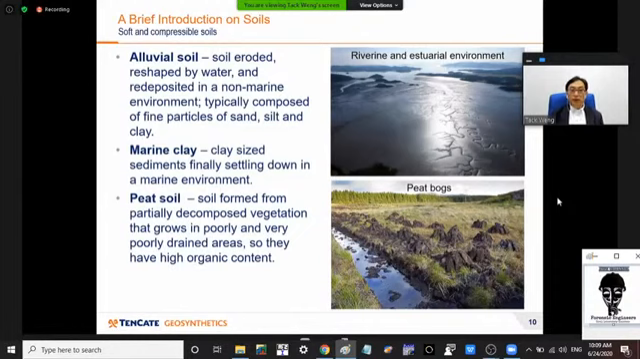And also another type of soft soil that is worth mentioning is peat soil. These are soils that are formed from partially decomposed vegetation that are mixed with sediments. The vegetation grows in poorly drained areas, so they contribute to the high organic content of the soil.